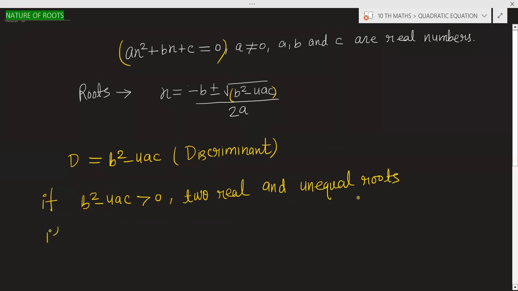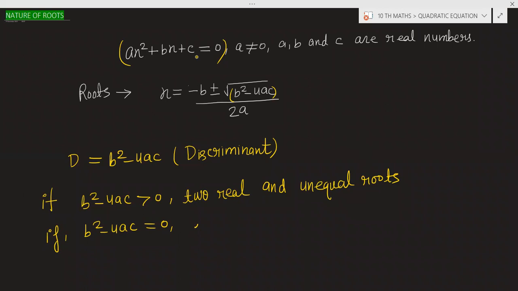If this b square minus 4ac is equal to 0, then this quadratic equation will have two real and equal roots.